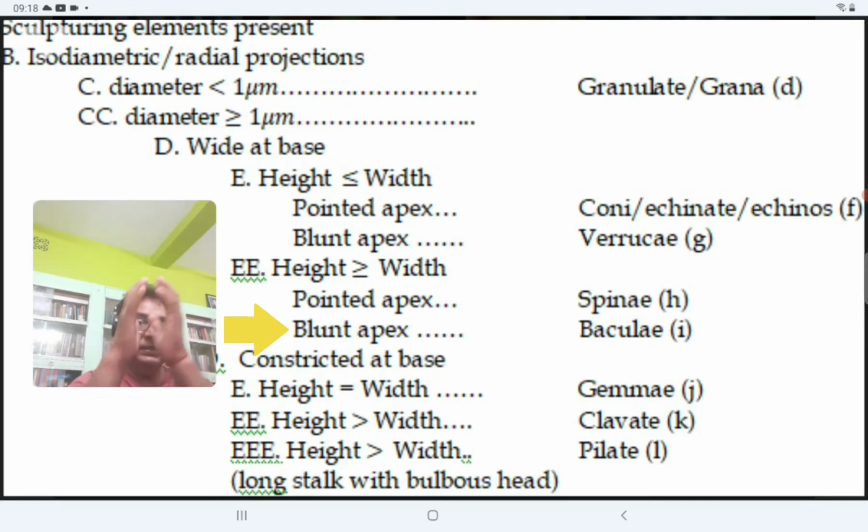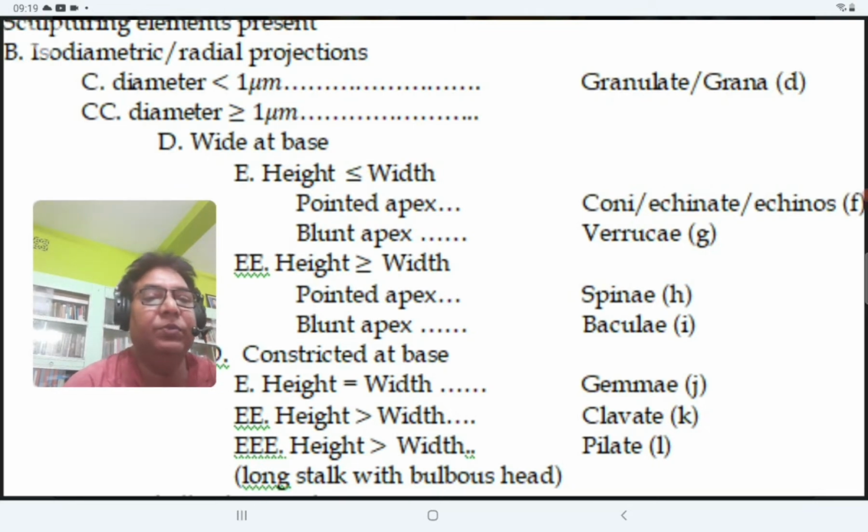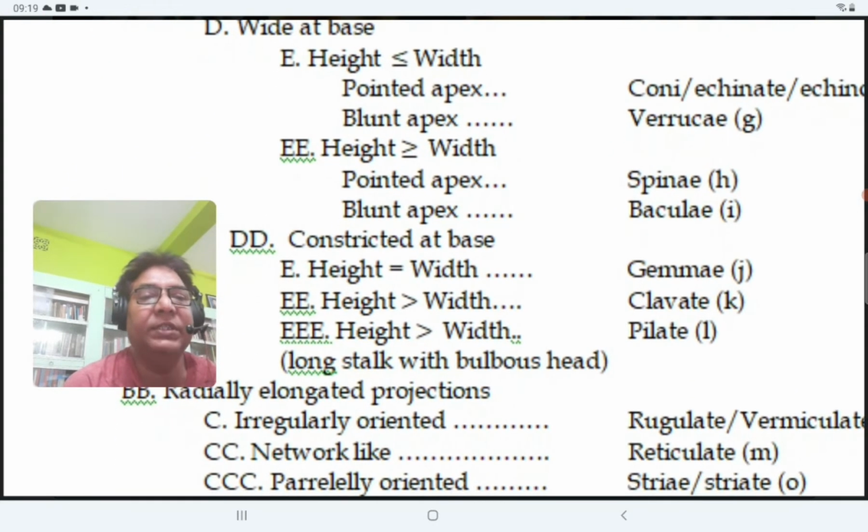Blunt, height is greater than the width, but the surface is blunt. That is columella-like, column-like. So that is called baculi. This baculi means columella, and this word has been used at several places. Now, constricted at base, where the base becomes narrower. So there could be three situations here. Height and width same, but the base is narrower. So in that case, it will be a rounded structure, the diameter of which is more than 1 micrometer.